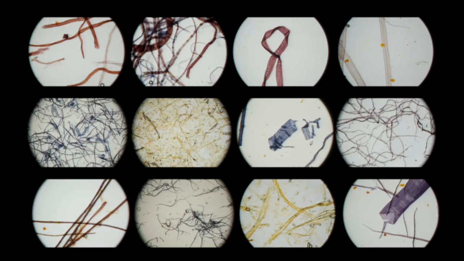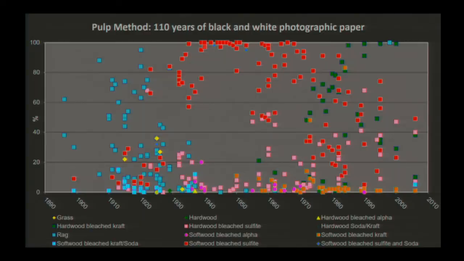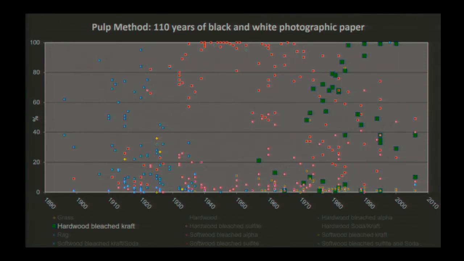One of the ways to do it is paper fiber. You just pull out the paper fibers, and this is one of the things that we did for Lewis Hine. We pulled out the paper fibers, we can identify what they are, and you get a plot that looks like this, and you get clusters. So with the Lewis Hine material, we were seeing these green fibers, and we were seeing concentrations at around 80%.